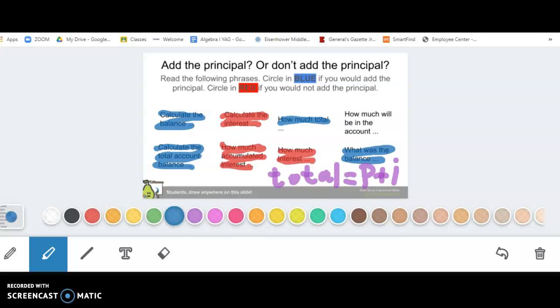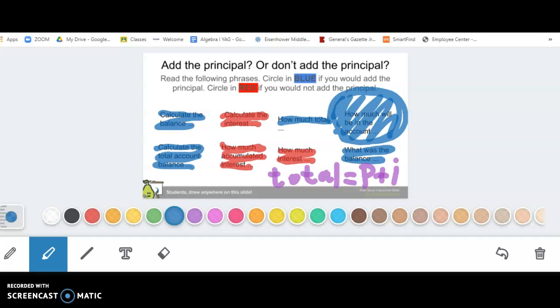Okay? The one that gave my A-Day classes the hardest time was when it said, how much will be in the account? It's not asking for a specific, right? It's not asking for a total. It's not asking for the interest, right? When it asks you this way, it wants to know how much is going to be in the account overall, right? It wants to know at the end of this many years, how much money is that person going to have? So that is when you do have to add the principal and the interest.